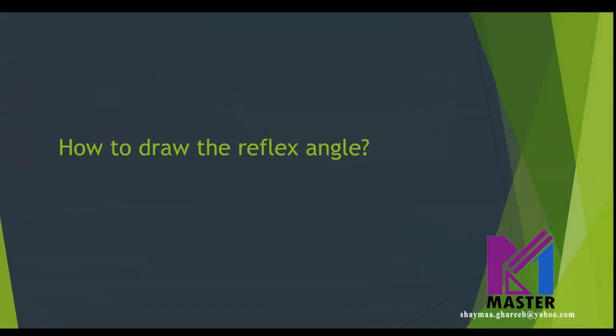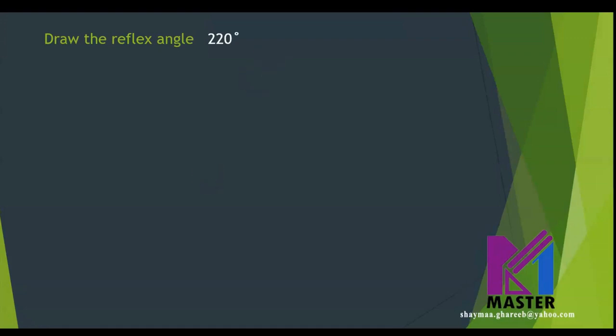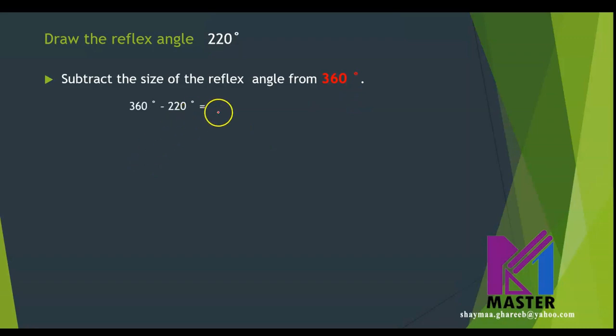Now let's see how we can draw the reflex angle. Draw the reflex angle 220 degrees. We know that most of our protractors can only measure a maximum of 180 degrees, and the reflex angle is greater than 180 degrees. So how can I draw such type of angles? First, let's see the steps. We are going to subtract the size of the reflex angle from 360 degrees. So first step, before you draw, you are going to calculate. I'm going to subtract the size of the reflex angle I want to draw from the 360. 360 minus 220 equals 140 degrees.